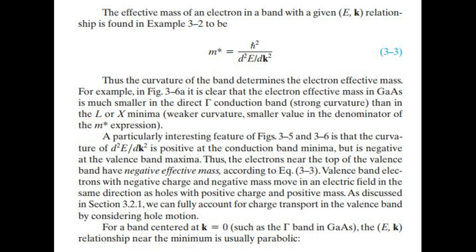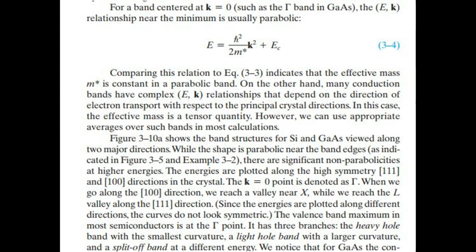For a band centered at k = 0, such as the band in gallium arsenide, the E-k relationship near the minimum is usually parabolic. Comparing this relation to Eq. 3.3 indicates that the effective mass m* is constant in a parabolic band. On the other hand, many conduction bands have complex E-k relationships that depend on the direction of electron transport with respect to the principal crystal directions. In this case, the effective mass is a tensor quantity. However, we can use appropriate averages over such bands in most calculations.